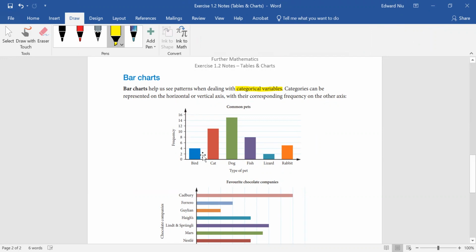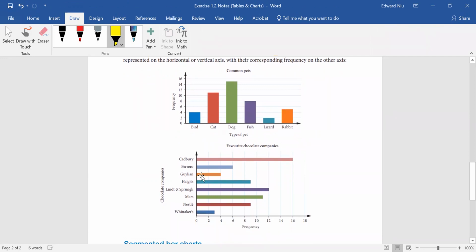Bar charts have gaps between each bar, and what you notice is there's always going to be a categorical response. For example, here the categorical responses are bird, cat, dog, fish, lizards, and rabbit. In this horizontal bar chart, we have chocolate companies as our categorical responses.